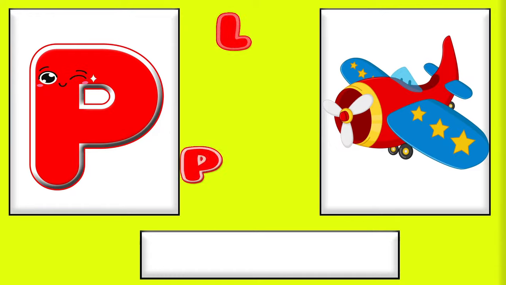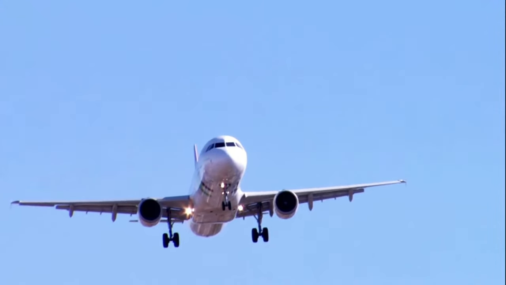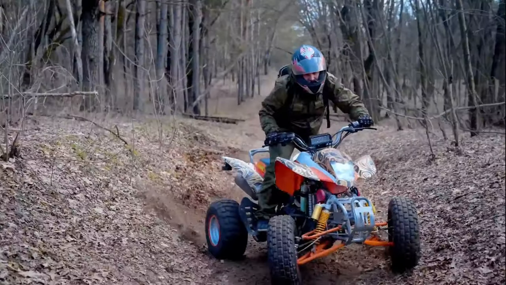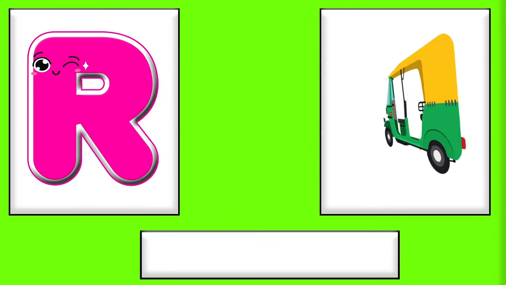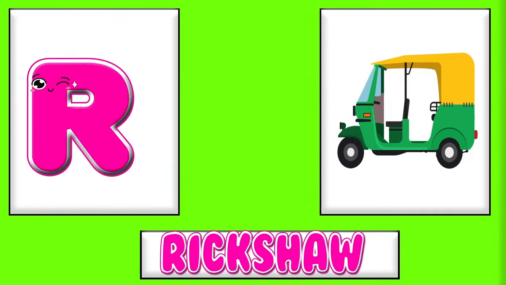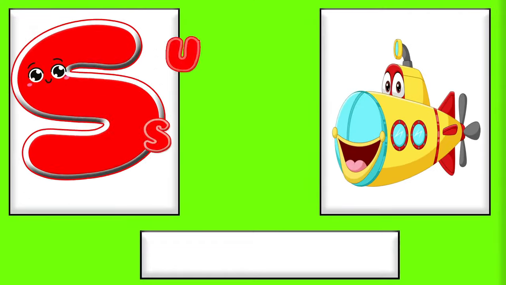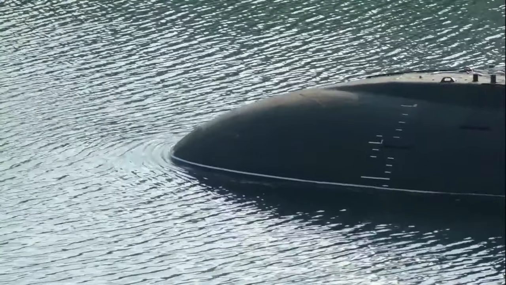P is for plane, p, p, plane. Q is for quad bike, qu, qu, quad bike. R is for rickshaw, r, r, rickshaw. S is for submarine, s, s, submarine.